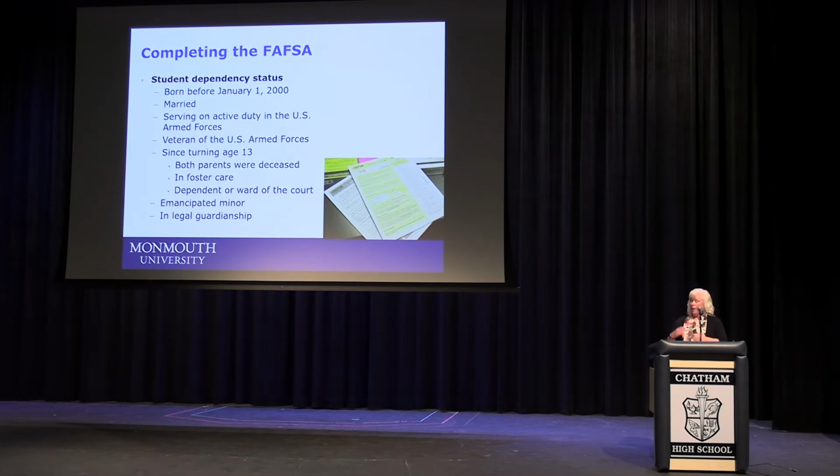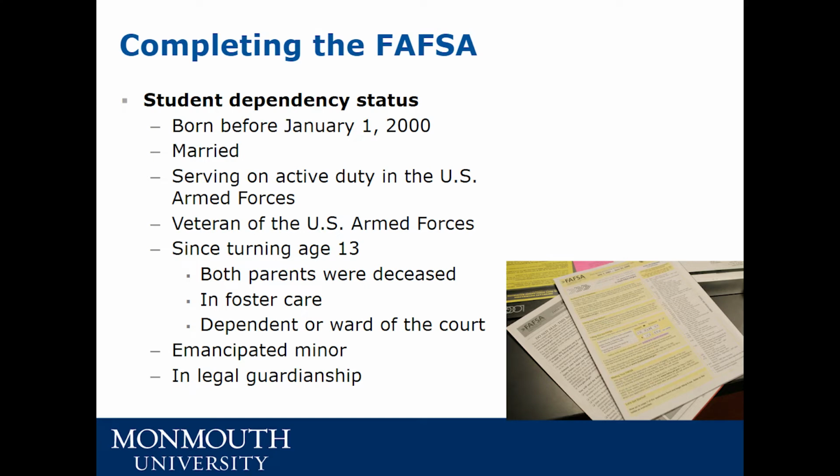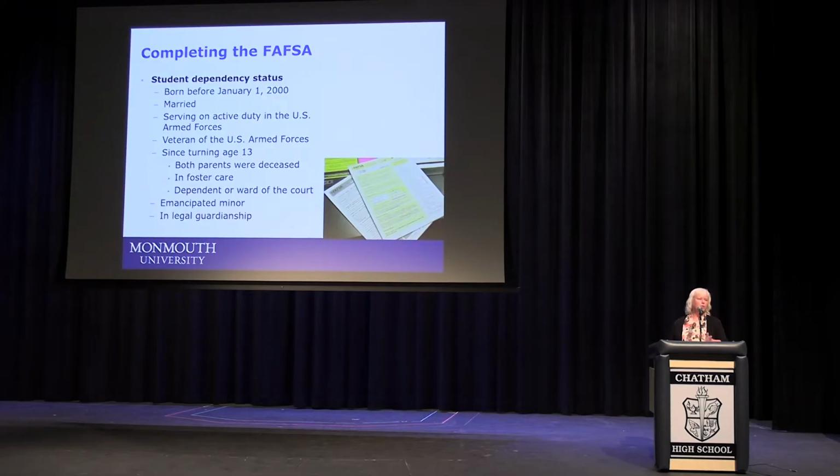So we have, was the student born before January 1, 2000? Is the student married? Are they serving on active duty in the U.S. Armed Forces, or are they a veteran of the U.S. Armed Forces? Since turning age 13, are both parents deceased? Was the student in foster care or made a dependent or ward of the court? Is the student an emancipated minor? Is the student in legal guardianship? And with legal guardianship, it means 2 people outside of the parents.